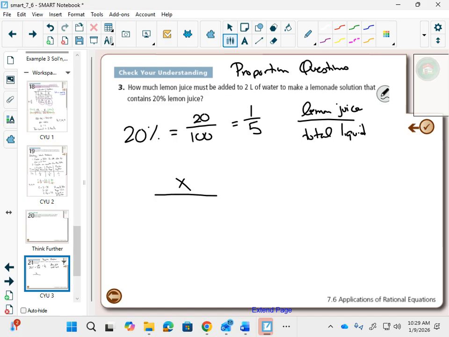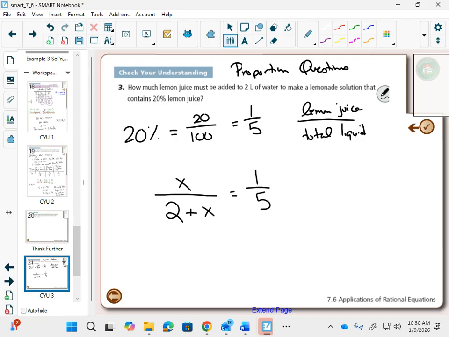And the number one mistake that people do in this question is they just put a 2 for the total liquid. Because they say we have 2 liters of water, and they think of that as the total. But if I add lemon juice to the water, doesn't it get more liquid? My liquid is going to be whatever I started with plus the lemon juice that I added. So I'll write 1/5 here.